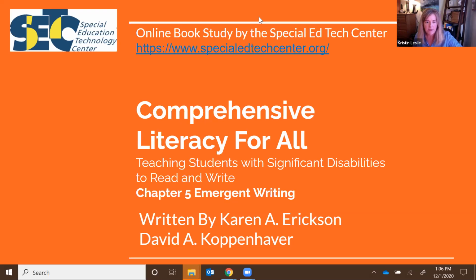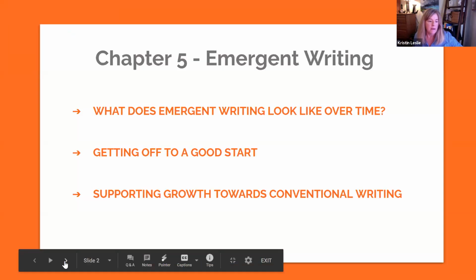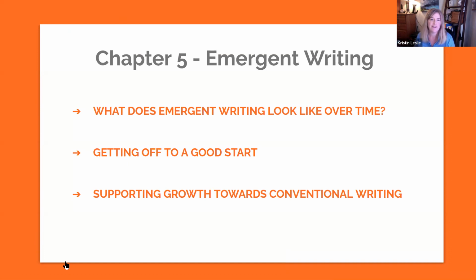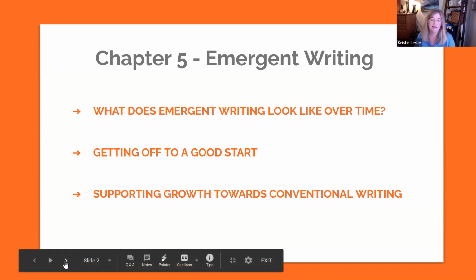So this chapter is all about, the next slide, Sari, tells us the goals of this chapter. We're looking at what emergent writing looks like over time, getting off to a good start, and then supporting growth towards conventional writing. And I hope that in our discussions, we are able to share those stories that our students have taught us as we've introduced tools and given them time to explore.